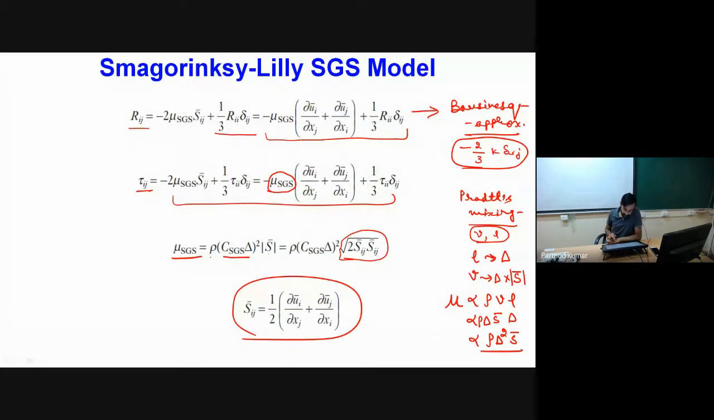Okay, so one important point I would like to highlight: this CSGS we are having is a constant. Different researchers have tried different problems, and they have proposed some values for this constant. A few researchers have proposed a value within the range 0.17 to 0.21. A few have proposed a value within the range 0.19 to 0.24. Someone has proposed the value as 0.1. So this value of the constant CSGS is very, very critical. For different flow problems, different researchers have proposed different values for this particular model.